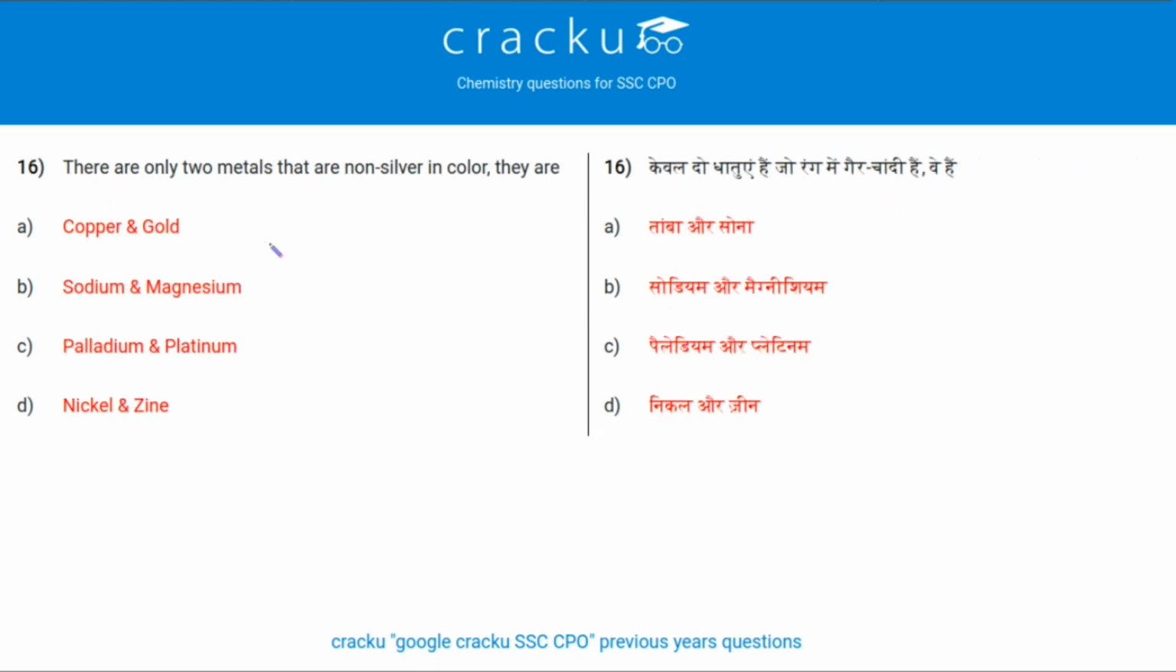Next question. There are only 2 metals that are non-silver in color. What are they? It's very easy. It's copper and gold. As copper and gold have their distinct color, like we say gold is a golden color, that is a darker side of yellowish color, so they are non-silver metals.